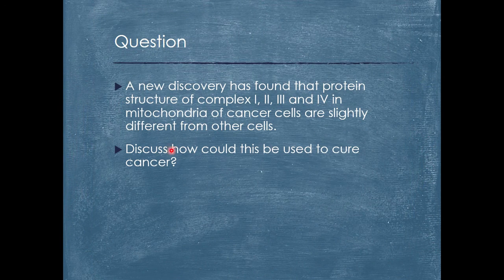Here's an interesting question I thought we can look through right now. A new discovery found that protein structure of complex 1, 2, 3, and 4 in mitochondria of cancer cells are slightly different from other cells. Discuss how this could be used to cure cancer. So you could say that they could design an inhibitor that's specific for these proteins, which will inhibit their action, which will then stop the respiration in cancerous cells. Something along those lines will get you the marks.